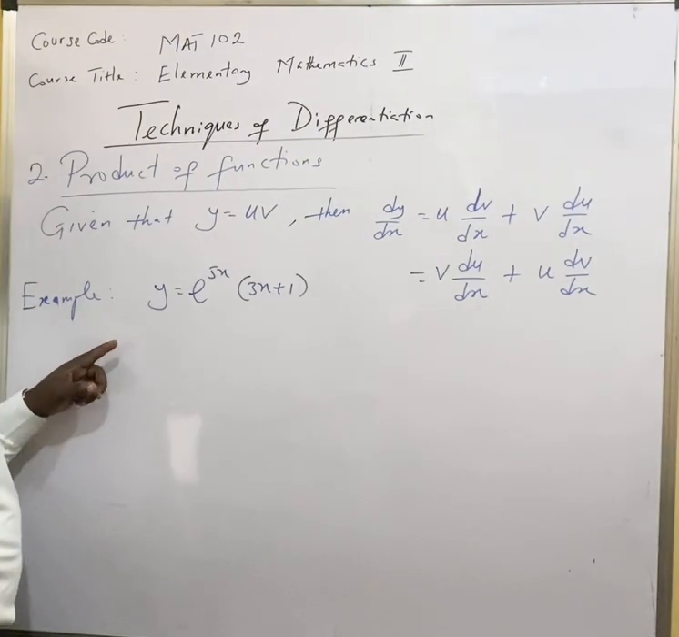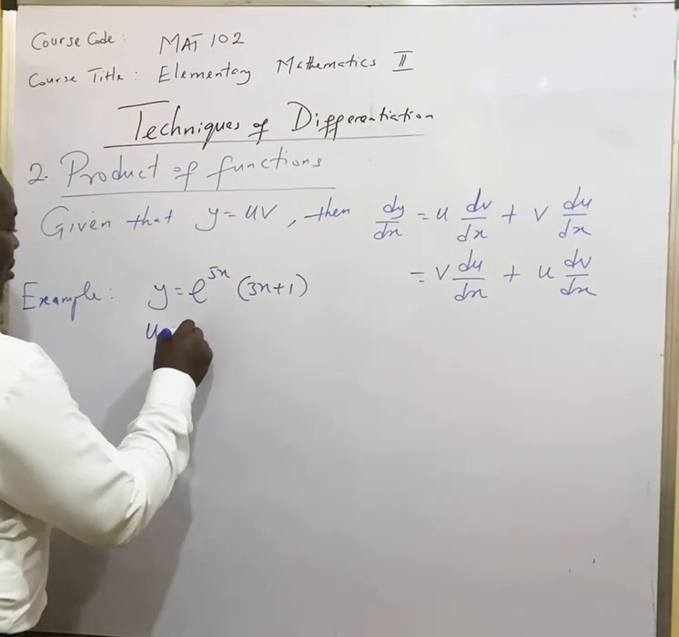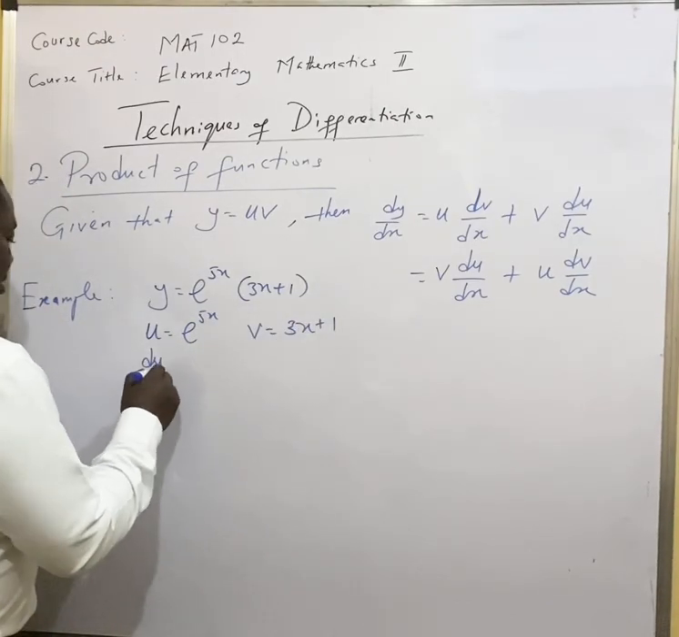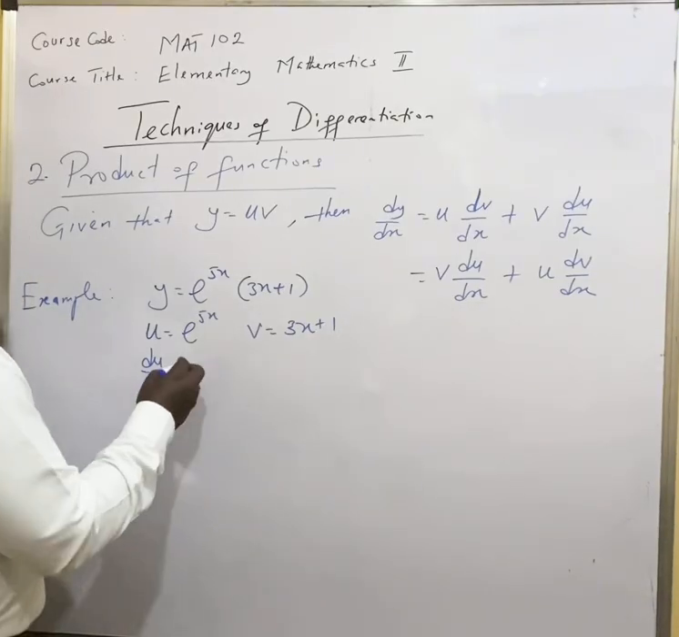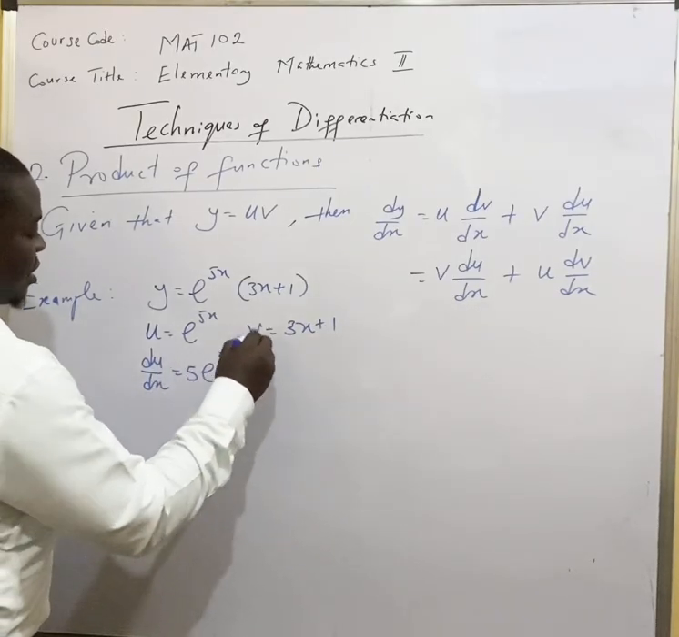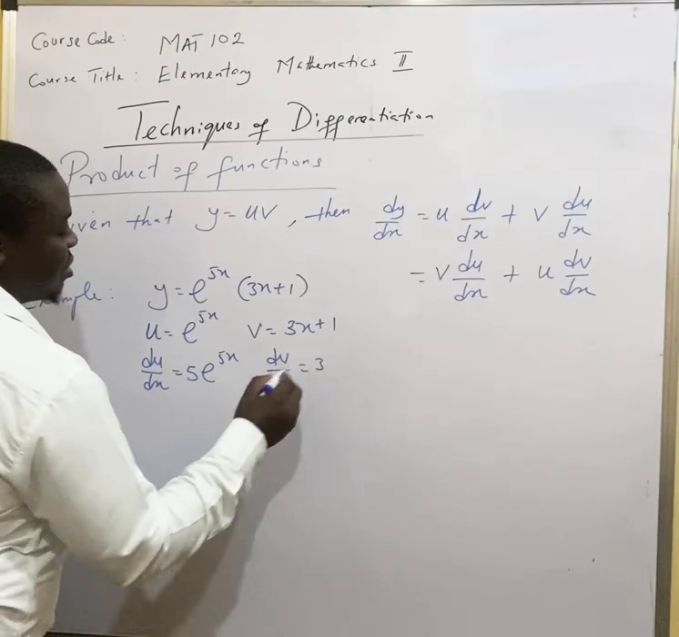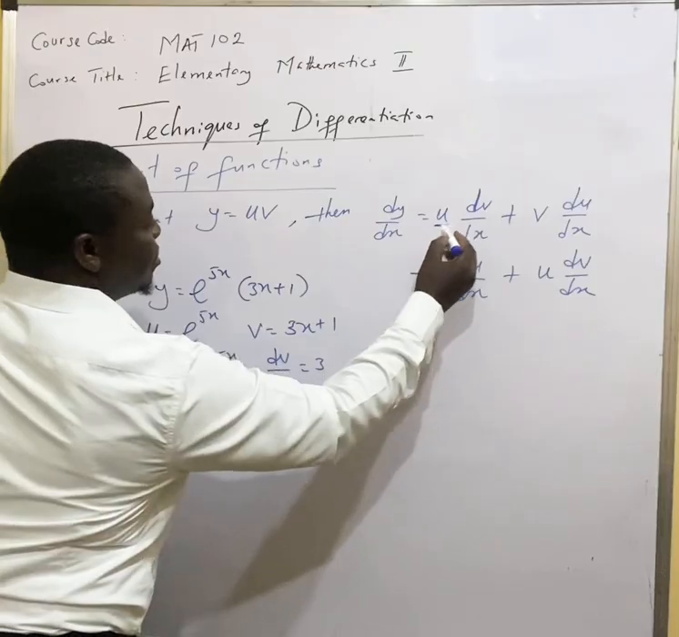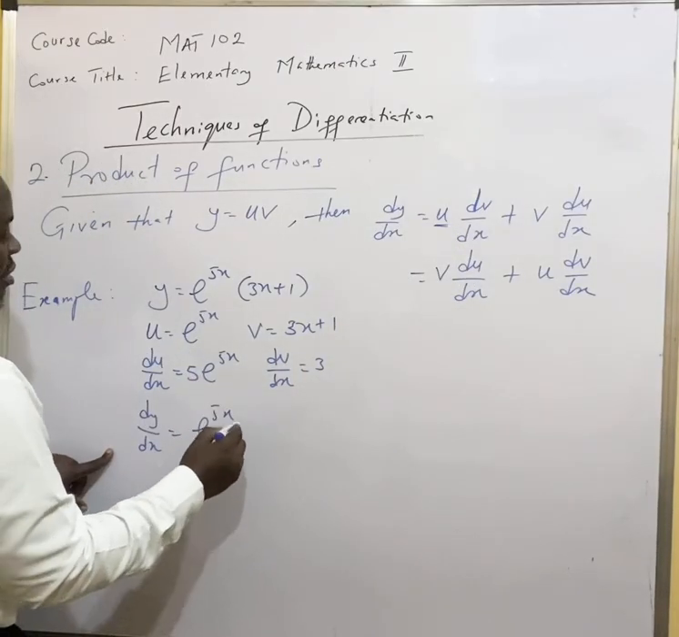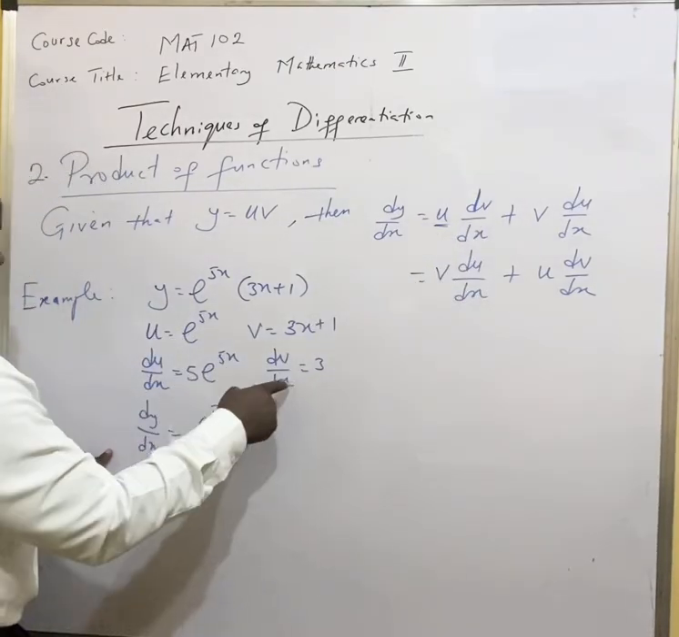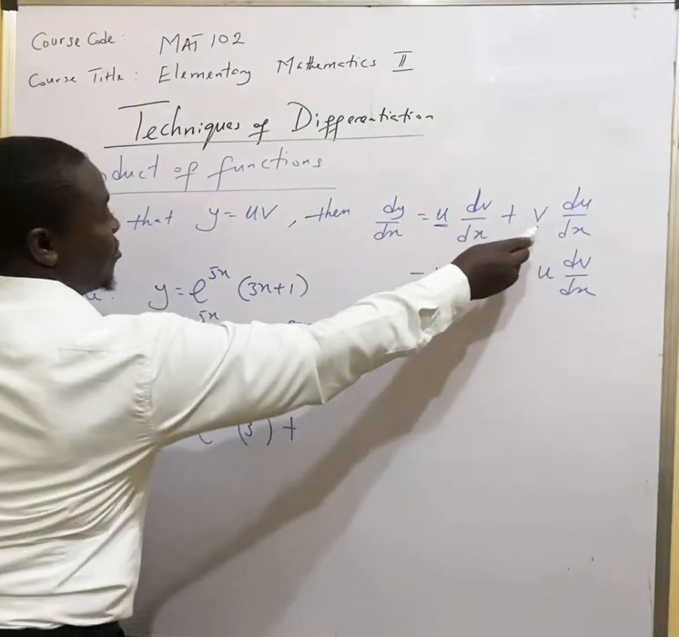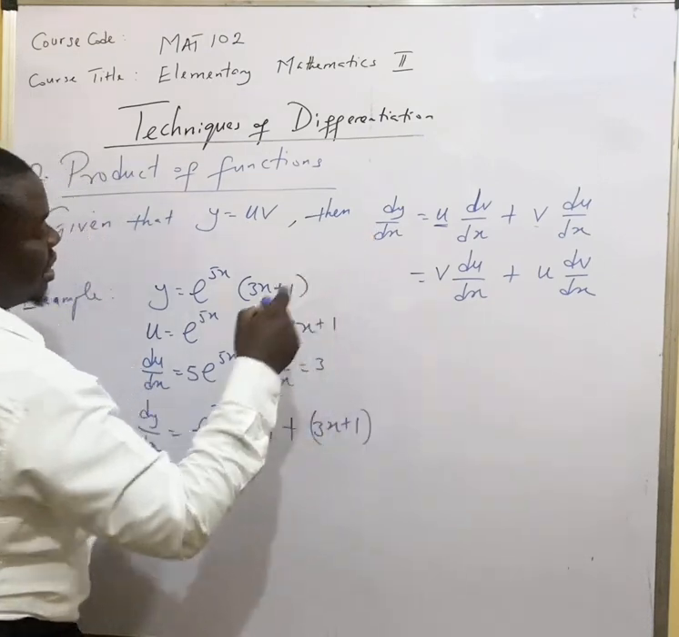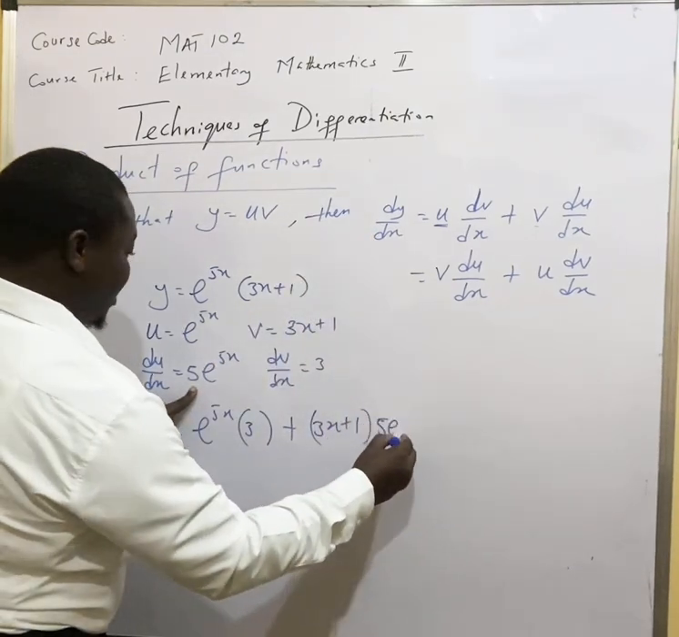For this, we have u equal to e to the 5x, and v is 3x plus 1. So du/dx will be 5e to the 5x, and dv/dx will just be equal to 3. We now follow that formula: dy/dx is equal to u, which here is e to the 5x, multiplied by dv/dx, which is 3, plus v, which is 3x plus 1, multiplied by du/dx, which is 5e to the 5x.